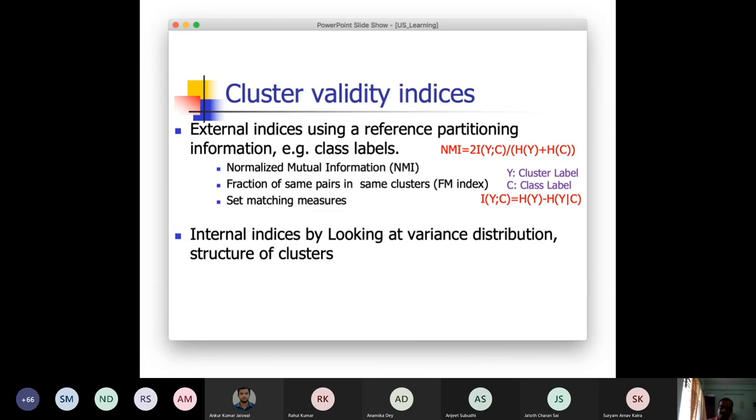So for every such possibility, what is the fraction? It need not be n choose 2, as you can see. You are only considering those events when they occur in the same class. So only those pairs are considered, and for each one you are checking whether they occur in the same cluster. And then you find out how many times it has occurred.